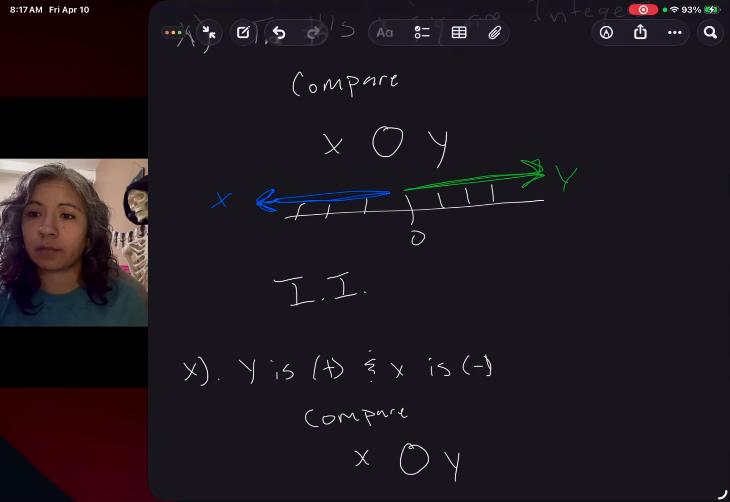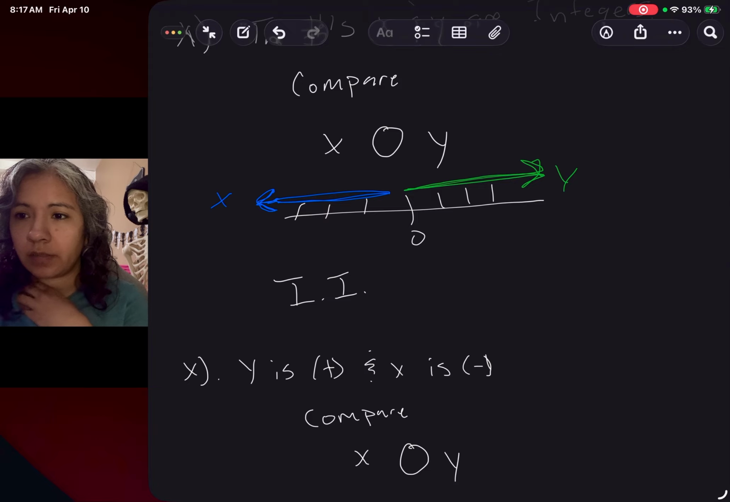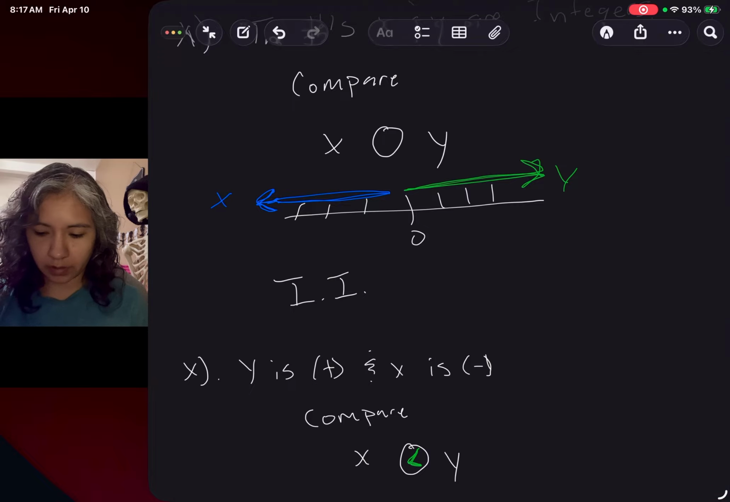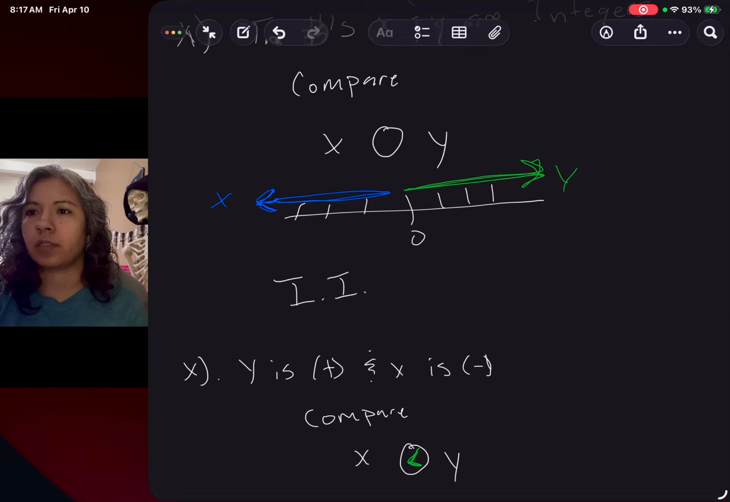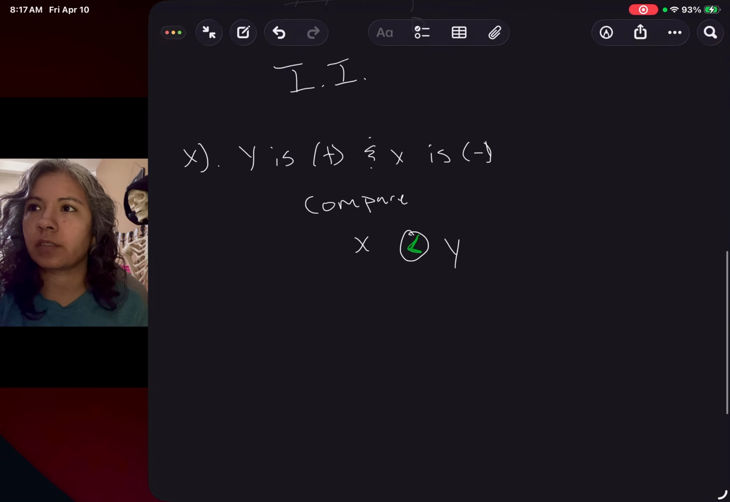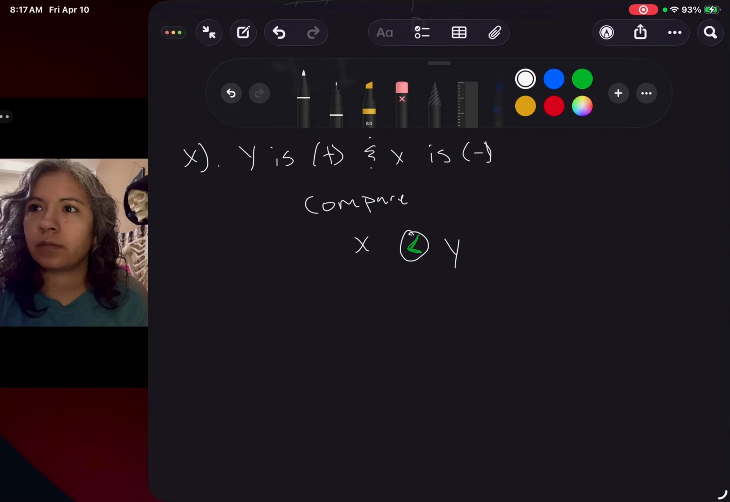So we can compare these, and we can say that y is greater than x because all positive numbers are greater than negative numbers. So we do have enough information to compare these.